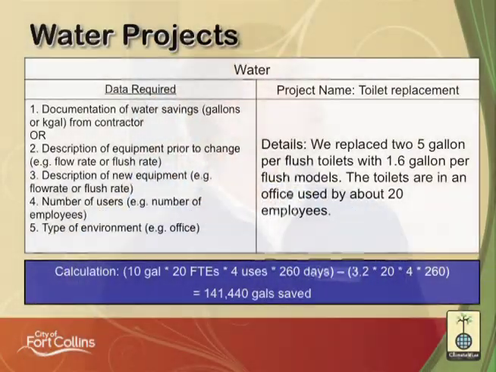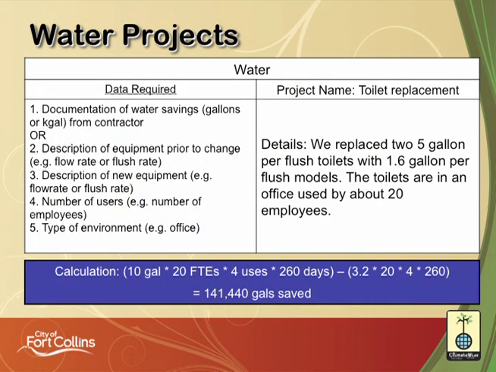This is all very similar to the light bulb replacement. We replaced 2 5-gallon per flush toilets with 1.6 gallon per flush models, and the toilets are in an office used by 20 employees. Okay, that's pretty good. If you give us that amount of detail, we're going to know how to fill in any other questions that we may have. And if we have them, obviously, we'll come back to you.